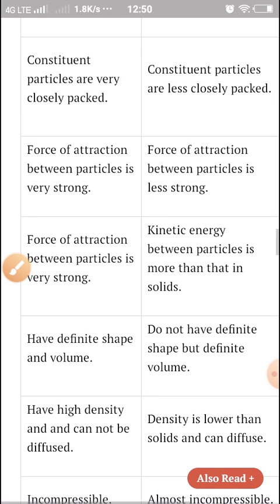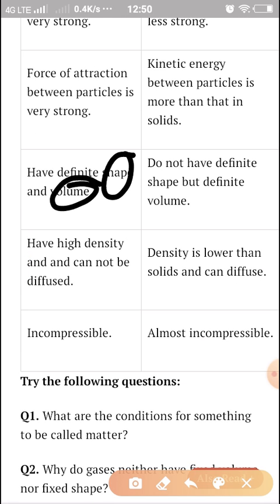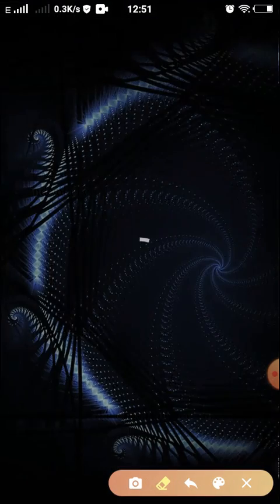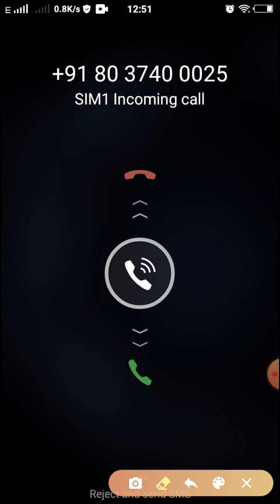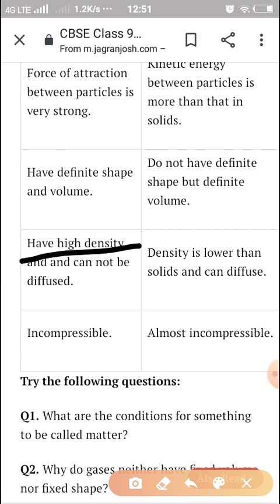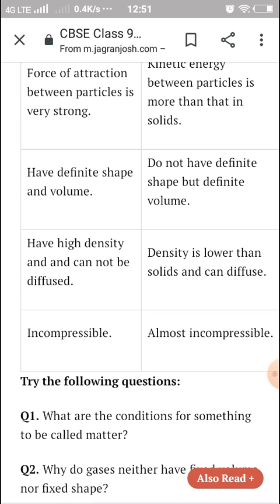Next we have definite shape and volume. Volume is the capacity, right? Solids have definite shape and volume, while liquids do not have a definite shape but have definite volume. Solids have high density and cannot be diffused. You can't diffuse solids with anything because the particles are tightly packed. They would not let the components mix with each other. Even solids cannot mix or diffuse with each other.